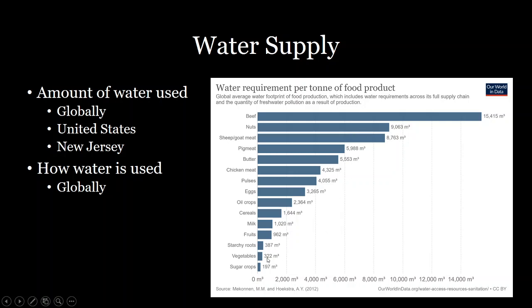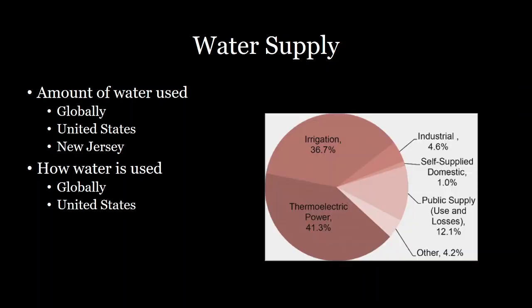You can see here that to grow an equivalent weight of beef to vegetables requires at least 50 times more water to grow that beef than to grow those vegetables. So it's definitely something that we need to consider as we get more and more water stressed with climate change, is how we're using that water in potentially inefficient ways.